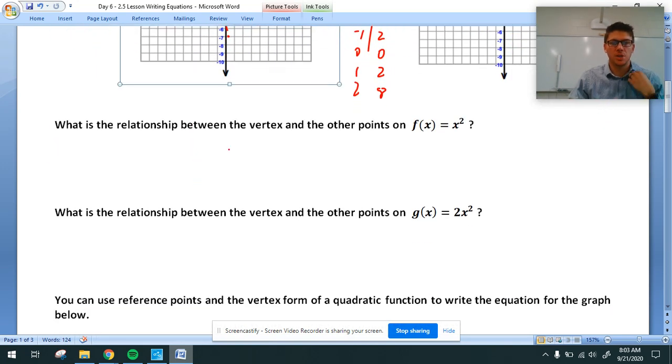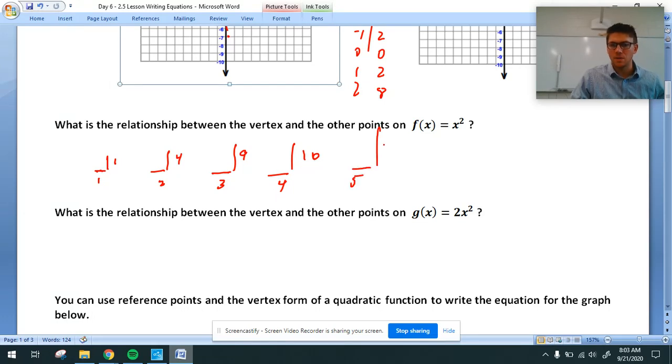So what's the relationship between the vertex and other points on x squared? Just to have it cleaner in this line here, from the vertex, one spot over goes one spot up, 1, 1. From the vertex, 2 spots over goes 4 spots up. 3 spots over goes 9. 4 goes 16. And hopefully you're seeing it's just a squared relationship. 5 goes 25.